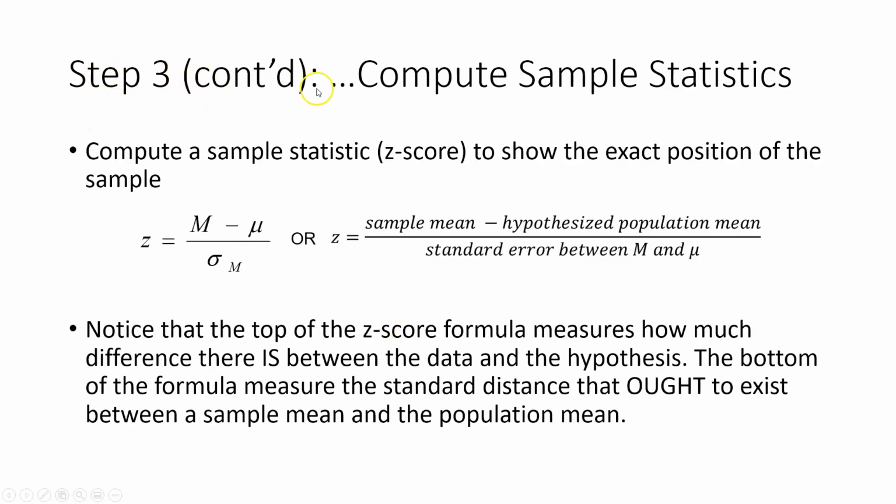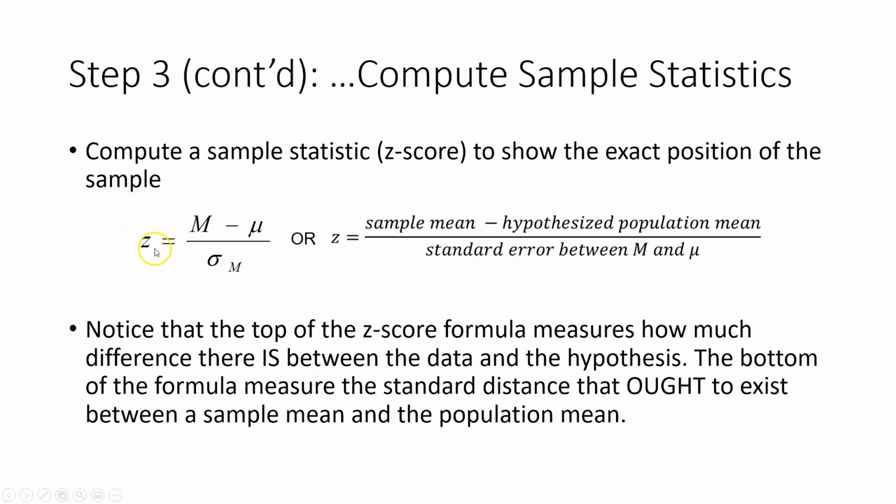So step 3 continued is to compute our sample statistics. So we collect the data, we compute a sample statistic. We compute the sample statistic, in this case a z-score, but in future modules it's going to be other kinds of statistics. And we're going to show the exact position of the sample within that distribution of null means, if the null hypothesis is true.